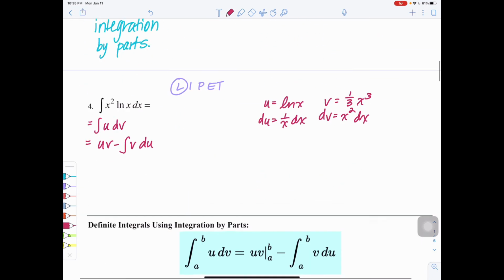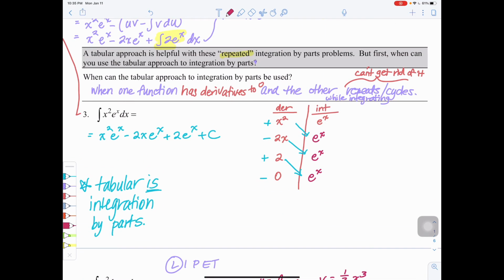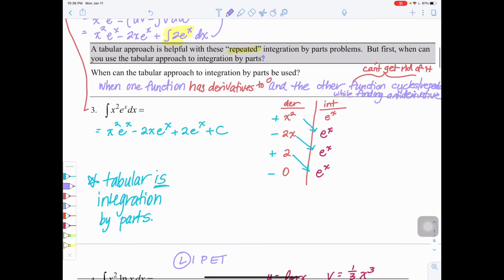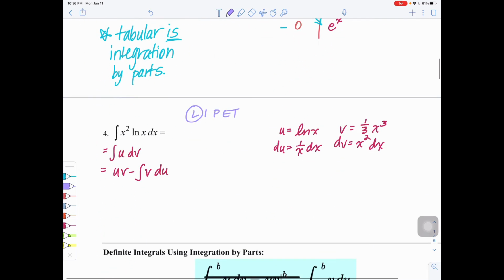And this probably up here should say, while finding the antiderivative. Yep, it is late. And the other function cycles or repeats while finding antiderivatives. Because we won't be integrating these, we're not using a constant, we're just finding antiderivatives. Okay.